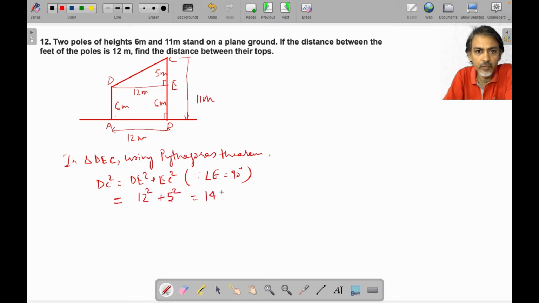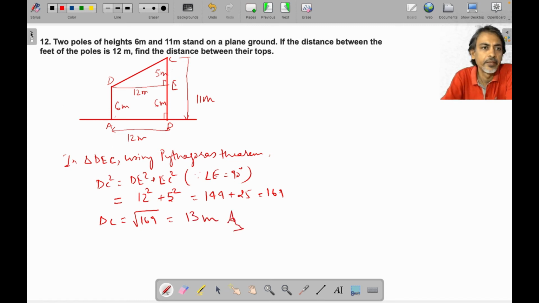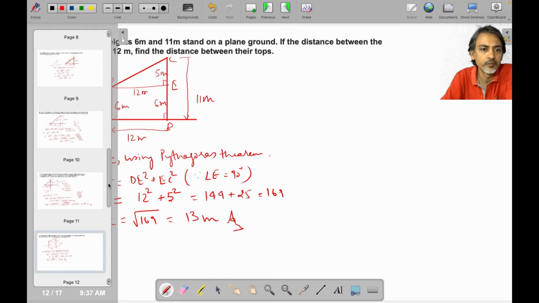This will become 144. 12 square is 144. 5 square is 25. This will become 169. This becomes DC becomes square root of 169. This becomes 13, and that is the answer. Right? Now let's go to the next problem.